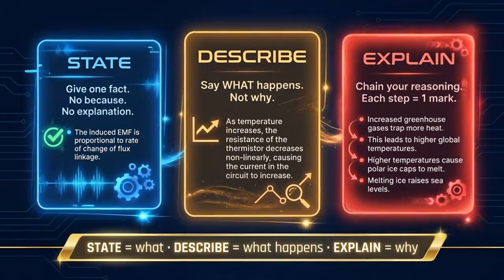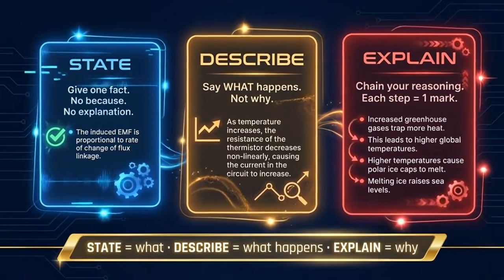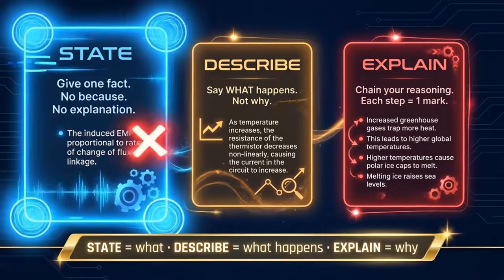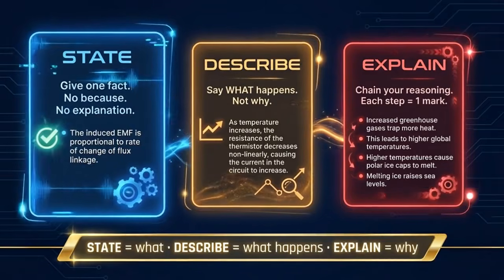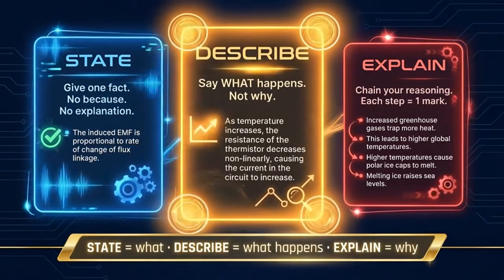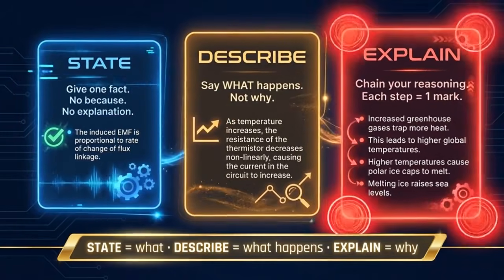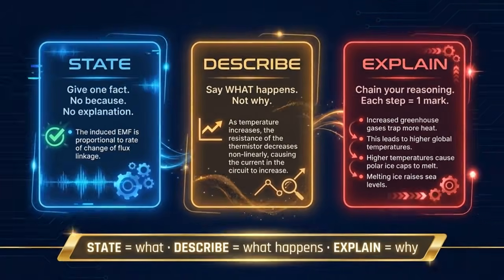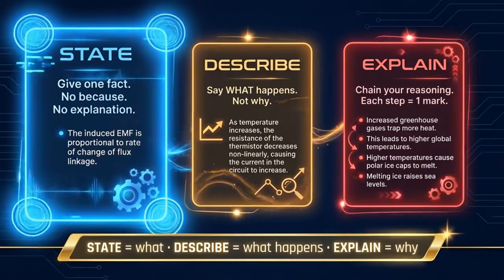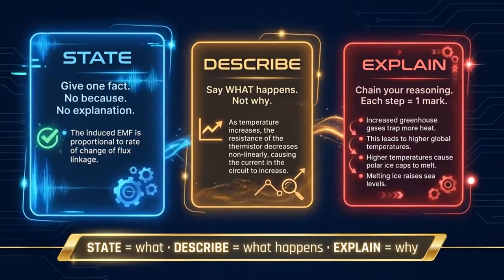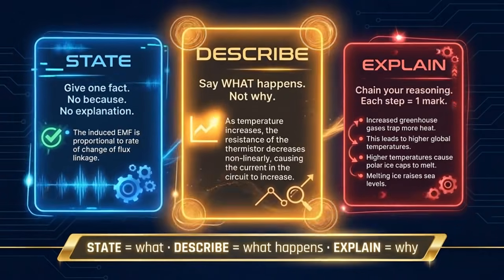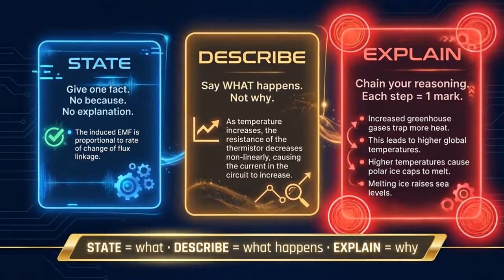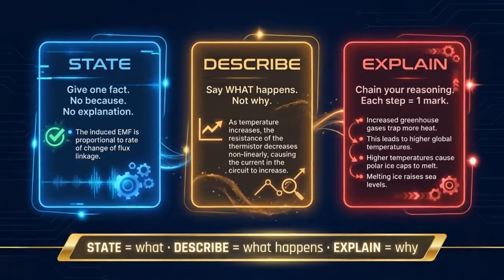Explain means give the reason why something happens, as a chain of physics reasoning. Each step in the chain earns 1 mark. If a question says explain for 4 marks, you need 4 linked steps. 1 sentence earns 1 mark. Think. Cause leads to effect, which leads to the next effect. Use the words because, therefore, this causes and as a result.